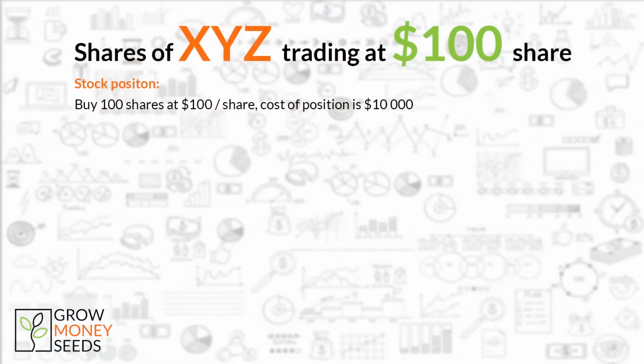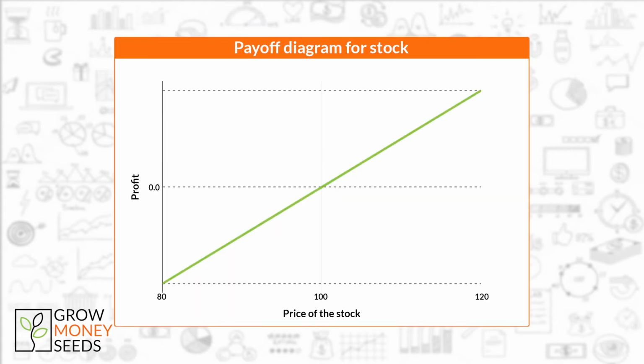Let's look at an example to compare the buying of shares to the buying of options. If shares of XYZ are trading at $100 a share, and I think the price will go up, I could open a stock position and buy 100 shares of stock at a price of $100 a share for a total cost of $10,000. Looking at the payoff diagram for stocks, we can see that if the price goes up to $110, then I would have a profit of $1,000 and the position would now be worth $11,000, which is a 10% return on my investment.